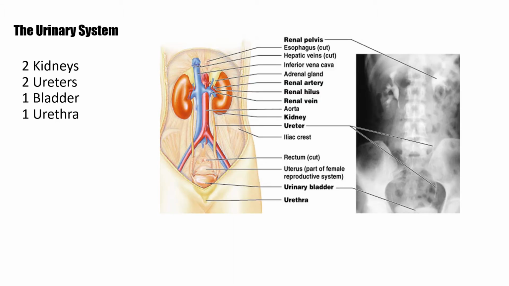So the urinary system includes 2 kidneys, 2 ureters, 1 bladder, 1 urethra. Sometimes you can see the image, you'll see the left kidney a little bit higher than the right, a little bit lower. And that's just normal anatomy. And on top of the kidney, you have some structures.